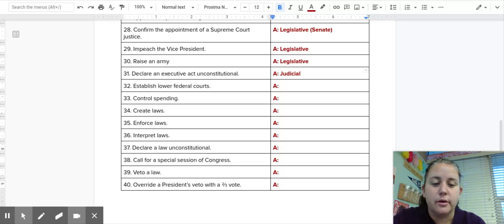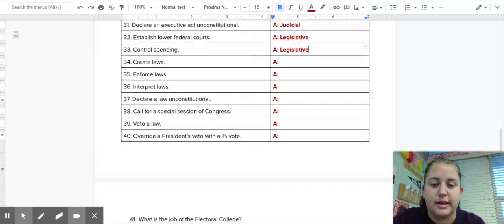Number 32, which branch can establish lower federal courts? Well, the legislative branch has that power. Number 33, which branch gets to control spending? That is also the legislative branch. They get to make the budget for our country and collect taxes. Which branch, number 34, can create laws? The legislative branch makes our laws.